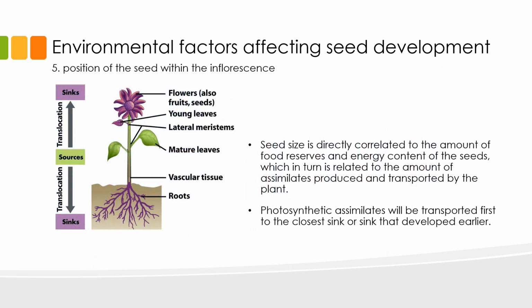Lastly, we have the position of the seed within an inflorescence as a factor affecting seed development. Seed size is directly correlated to the amount of food reserves and energy content of the seed. This in turn is related to the amount of assimilates produced and transported by the plant. Within a plant system, organs are considered as either sources or sinks. The source refers to the organs that produce food. The leaves are perfect examples of sources. On the other hand, the sinks are the organs where the food needs to be translocated or transported.